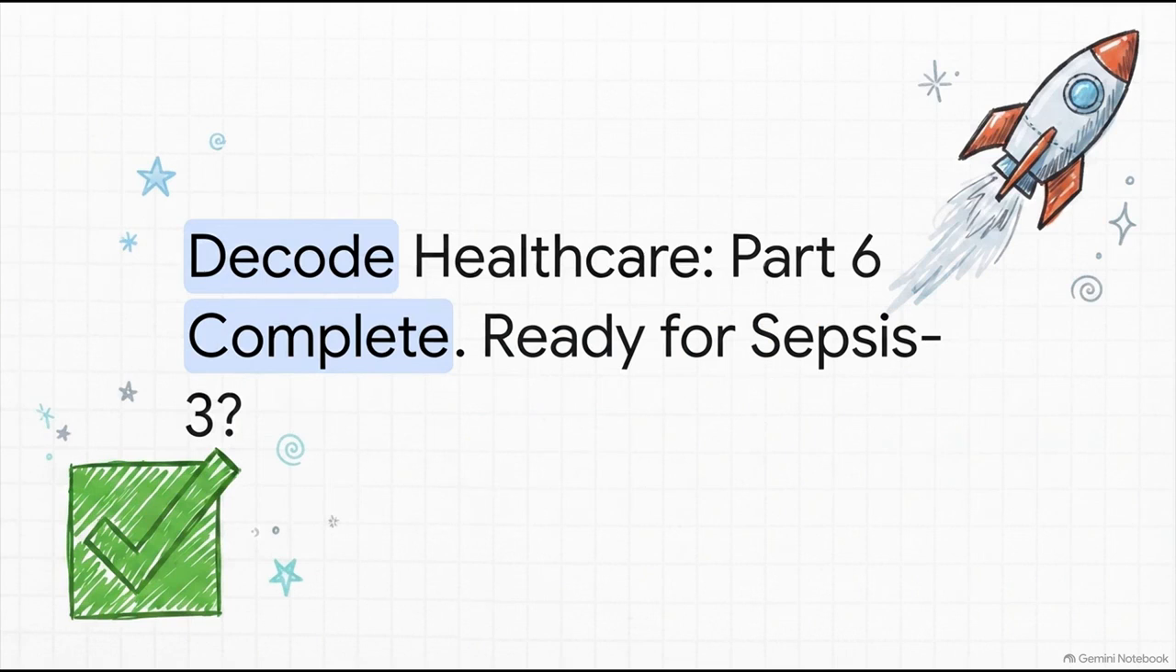So, we've officially mastered Sepsis-2. But what happens when these rigid criteria fail to accurately capture the sickest patients? That question completely changed the medical landscape. Stay tuned for Part 7, where we explore the Sepsis-3 revolution, the 2016 consensus definition, dysregulated host response, and the new paradigm. Until then, keep learning and keep leveling up.